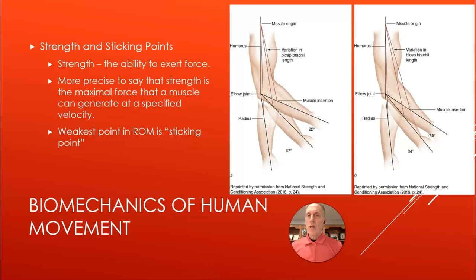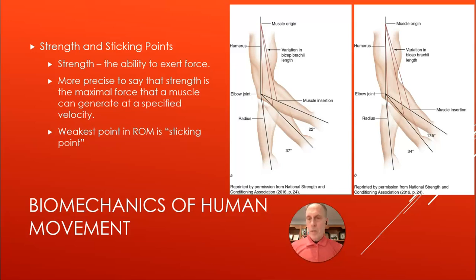The book gets into strength and sticking points. They talk about strength just being the ability to exert force. I respond back and say, duh, but they elaborate a little further. They say it's more precise to say that strength is the maximal force that a muscle can generate at a specified velocity. So we haven't really talked about that other than the dynamic of the faster you move, the lower the weight, or the slower you move, the higher the weight can be. We can handle more resistance.